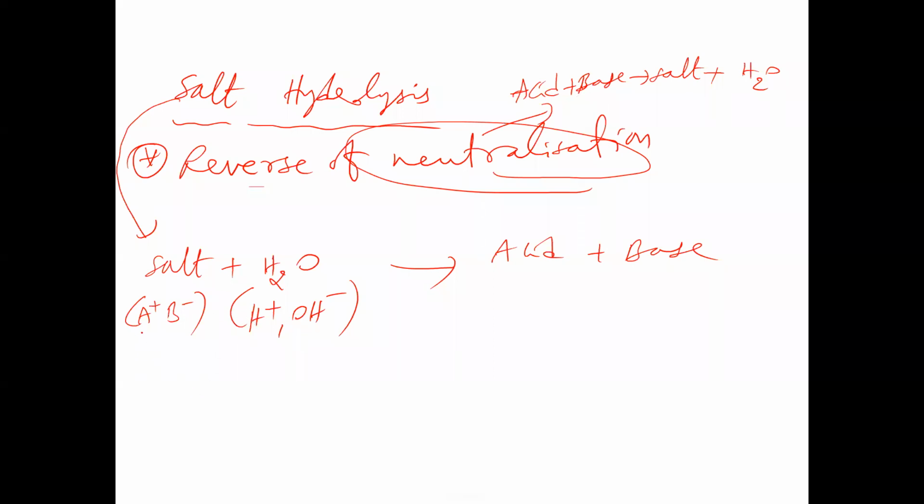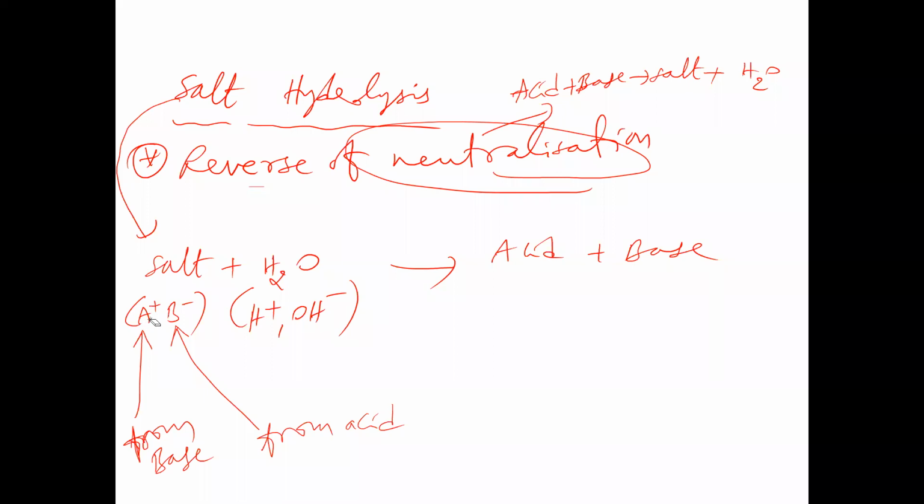Generally the cation of salt will be coming from acid or base? From base. The cation of salt will be from base, and generally the anion of salt will be coming from acid. In any salt, the cation comes from base, so it is called the basic radical, and the anion comes from acid, so it is called the acidic radical. The A plus cation is the basic radical because it is coming from base.